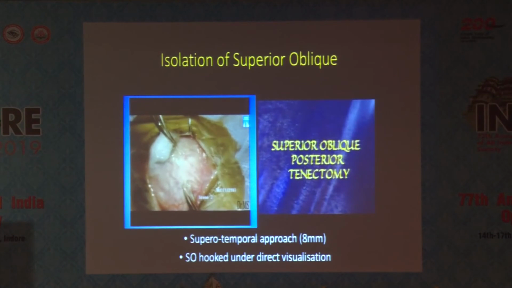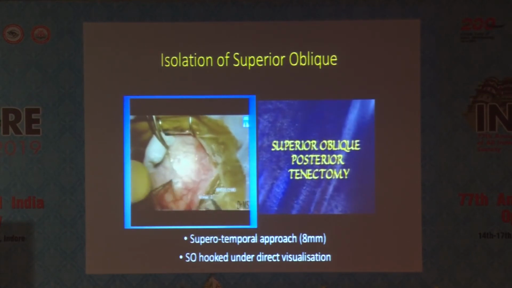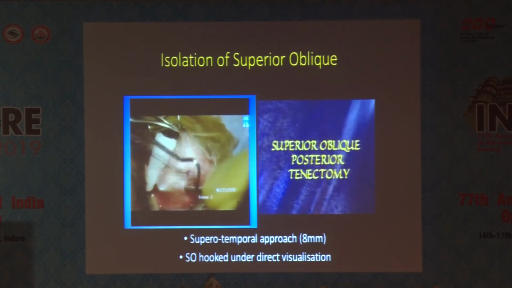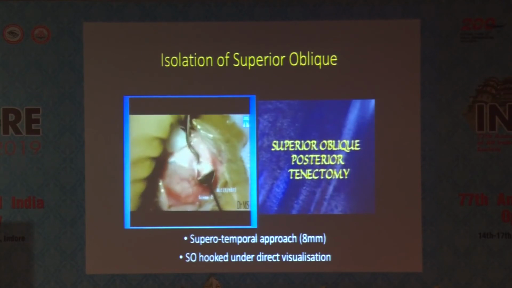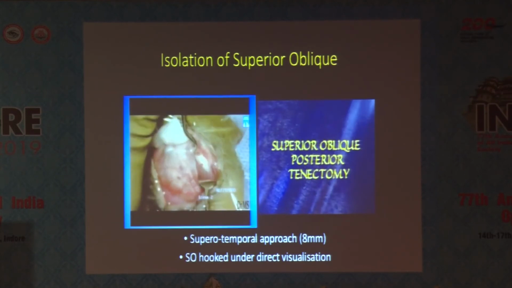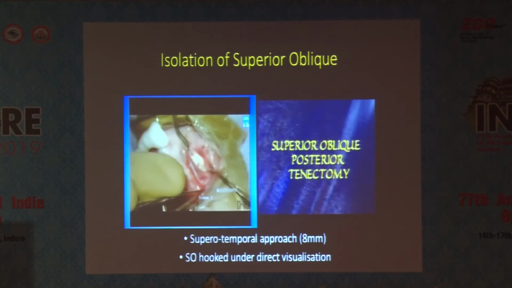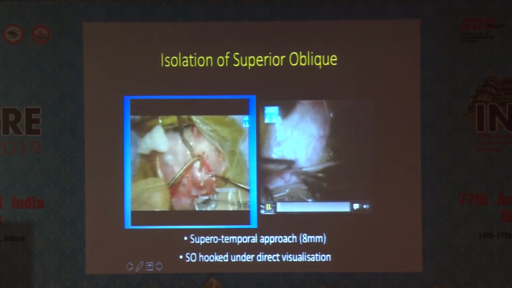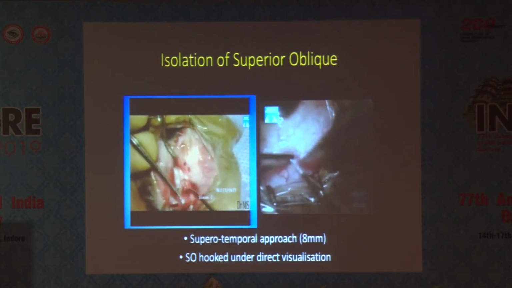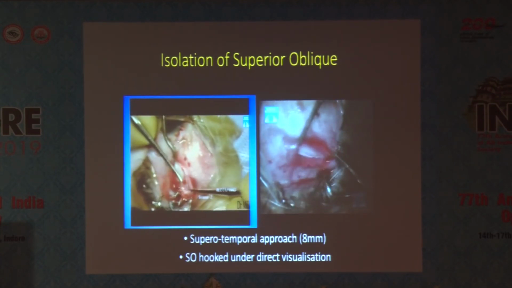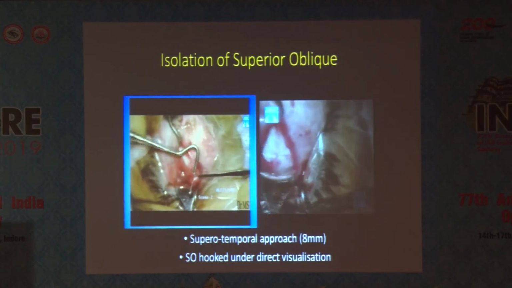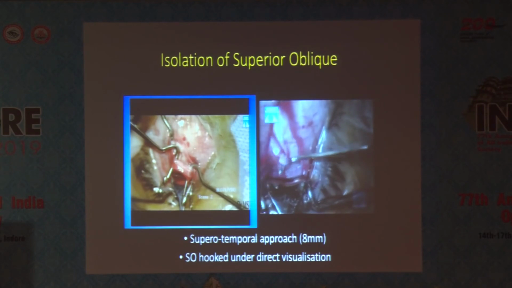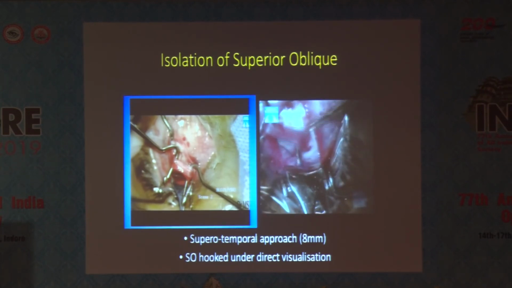Isolation is in the superior temporal quadrant, usually 8 millimeters away from the limbus, and the superior oblique is hooked under direct visualization. You can hook the superior rectus, and then you can see the muscle. If you put your DMA rays, you can see a fan-shaped muscle just adjacent to the superior rectus insertion. Or you could just directly find the muscle once you actually expose it. You can just pass the hook and expose it to find the fan-shaped insertion. Remember, it's a fan-shaped insertion, so be careful to include all the muscle in your hook.